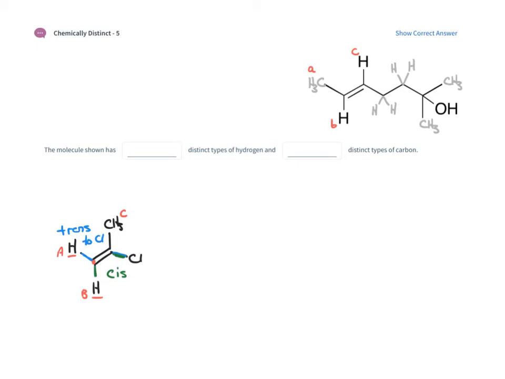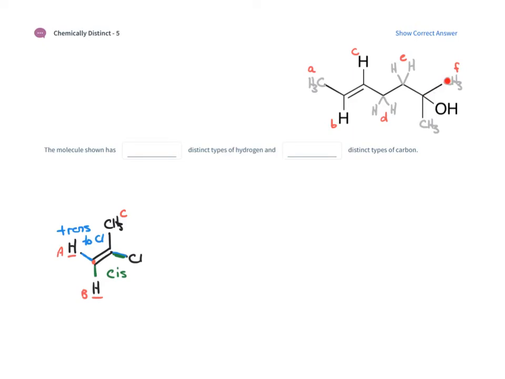Next, we have the CH2 in the chain. That'll be D. We have the next CH2 in the chain. That'll be E. One's closer to the double bond, one's further away. That makes them distinct. Then we have a carbon with no hydrogen, so nothing to worry about there. Then we have the methyl group, which will make F.